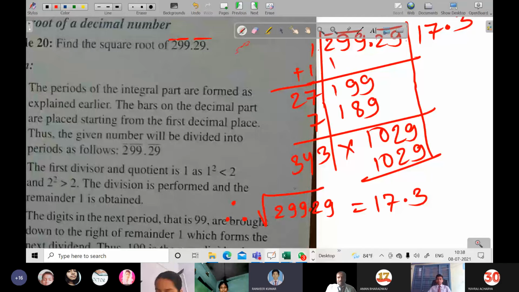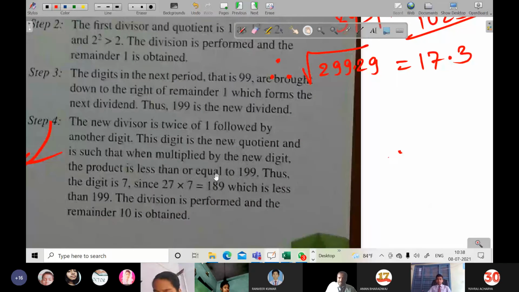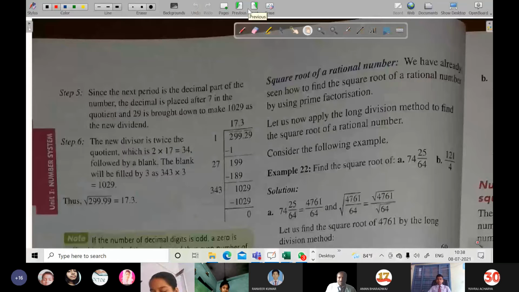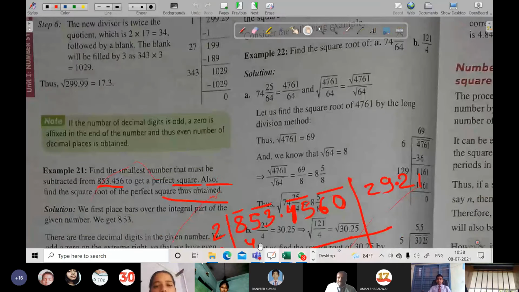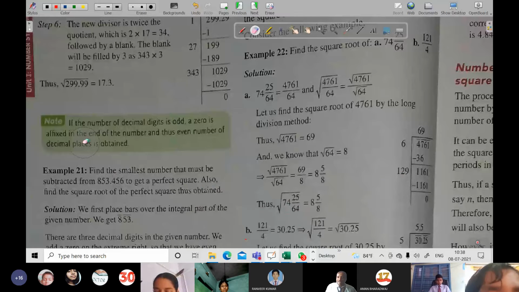So now we will be moving further. After this example, it has been explained stepwise. Of course, if you read these steps, that will also make it clear to you. Now here, what I had said: if there is no pair forming after the decimal, if there is an odd number of decimals, then you can keep a 0. The same thing is said here in the note: if the number of decimal digits is odd, a 0 is affixed at the end of the number, thus an even number of decimal places is obtained, so that it will form a pair.